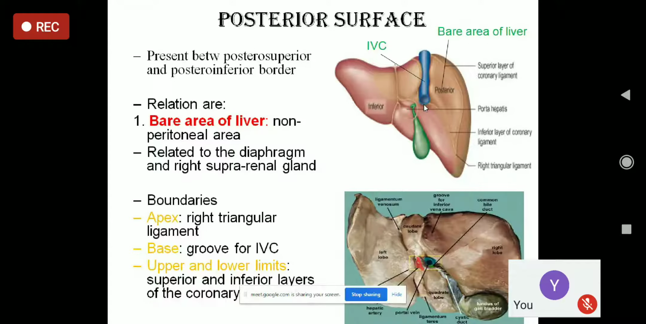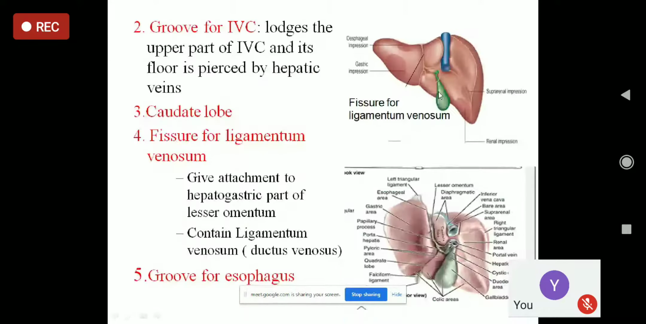Now, in the posterior surface, first we talked about the bare area. After that, we'll talk about the groove for the inferior vena cava. This lodges the upper part of the inferior vena cava, and its floor is pierced by the hepatic veins. After that comes the caudate lobe. Okay, this is the caudate lobe. Look at it, this is the caudate lobe. After that comes the fissure for the ligamentum venosum. Okay, this is the fissure for the ligamentum venosum.